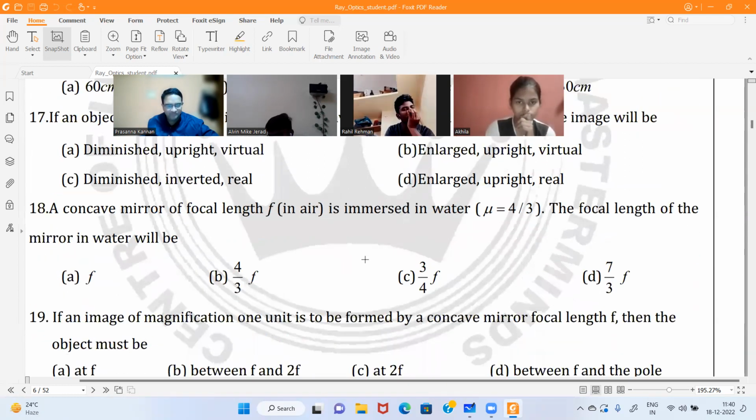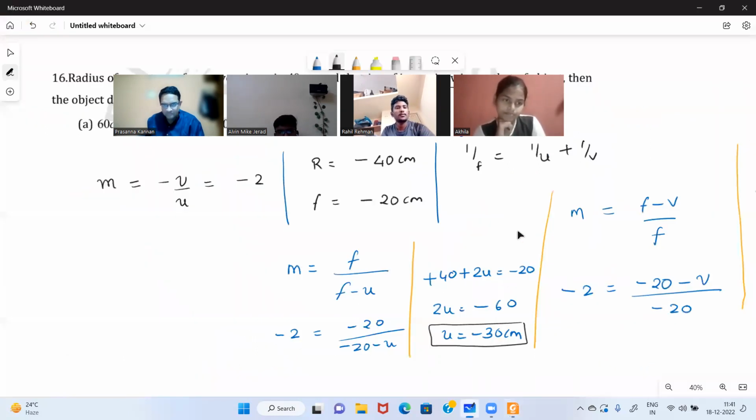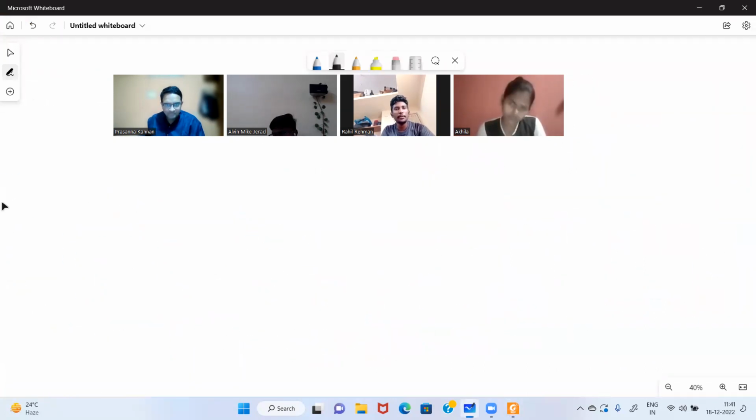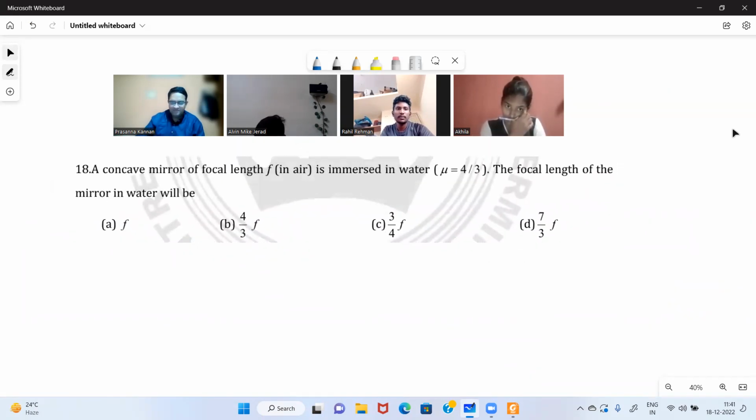Next one. A concave mirror of focal length f is immersed in water of refractive index 4 by 3. The focal length of the mirror in water will be? Any idea? So should we use 1 by f is equal to 1 by f1 plus 1 by f2? No. That is only if you have a combination, right? Yes, sir. Right. So here, what they are asking is, in air, the focal length of the mirror is how much?